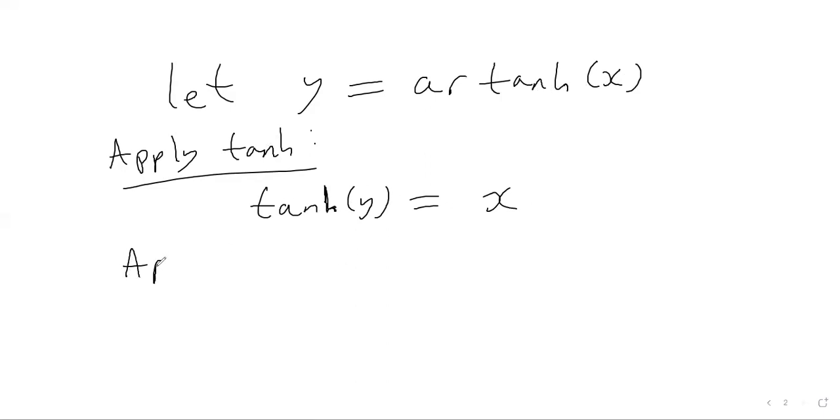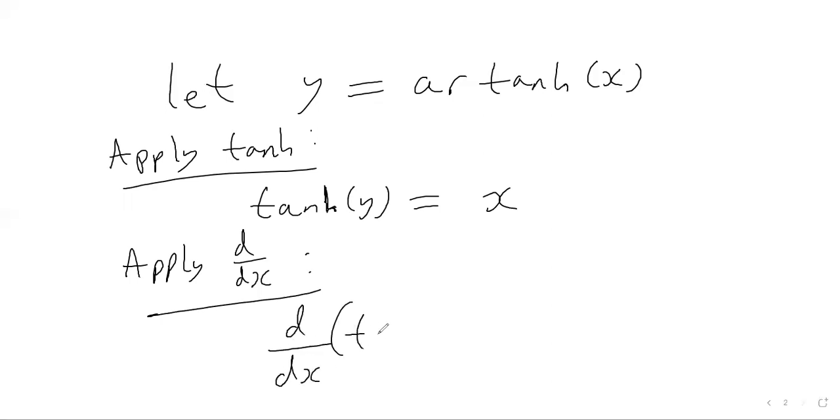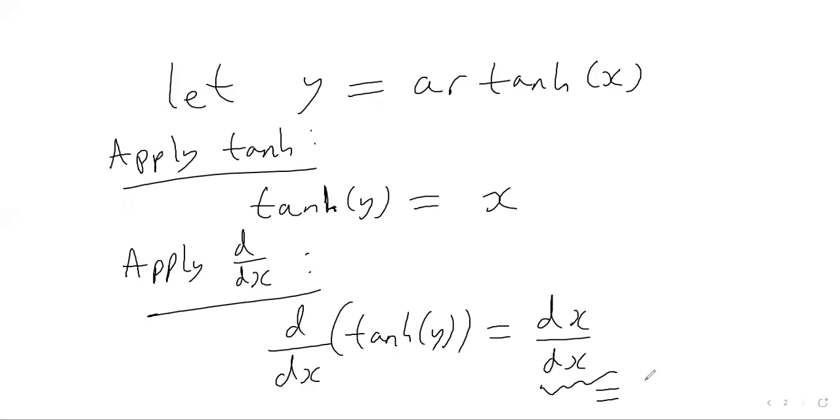The next step is to apply the derivative with respect to x to both sides. If we do this, we get d by dx of tanh of y, and that's going to equal dx by dx on the right-hand side, which is just the number 1, because differentiating x with respect to x is just 1. Okay, perfect.